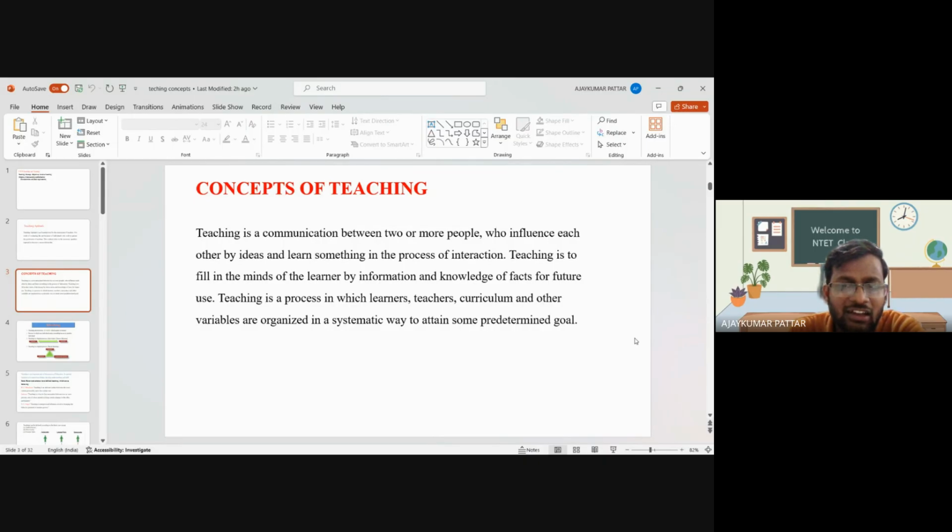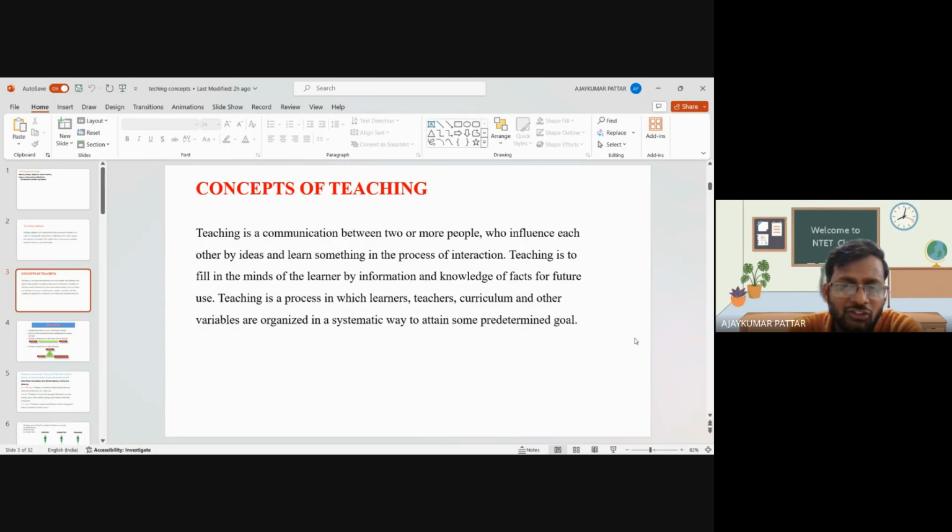The other things will come under the other variables. A lot of things are needed for the teaching purpose. They come under the other variable. Variable means other types of instruments or things that should be there in the teaching process. So what are the four things needed in the teaching process?